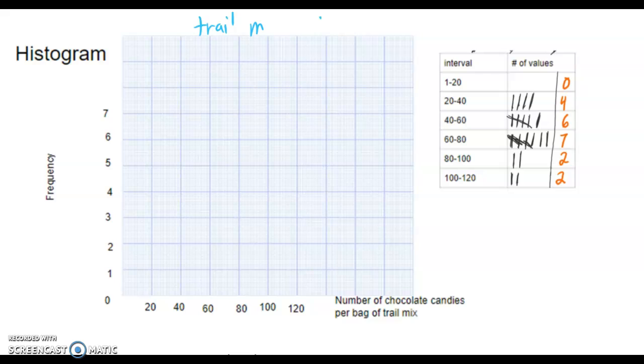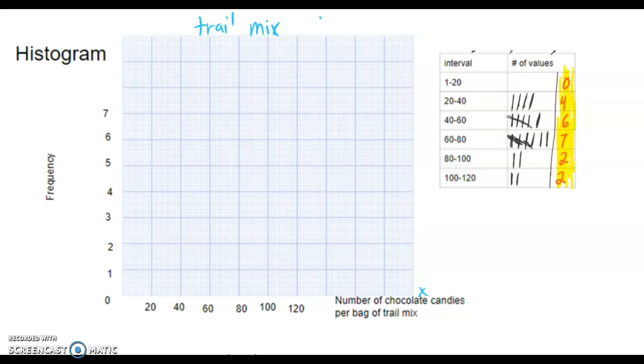As long as it has something to do with the problem, you're good. You need to have a scale. So on our x-axis, we are going to have the number of chocolate candies per bag of trail mix. These are our intervals: 0 to 20, 20 to 40, 40 to 60, 60 to 80, 80 to 100, 100 to 120. And then the frequency, which is the number of times it occurs, which are going to be these values that we found. And that's going to determine how tall our bin is.